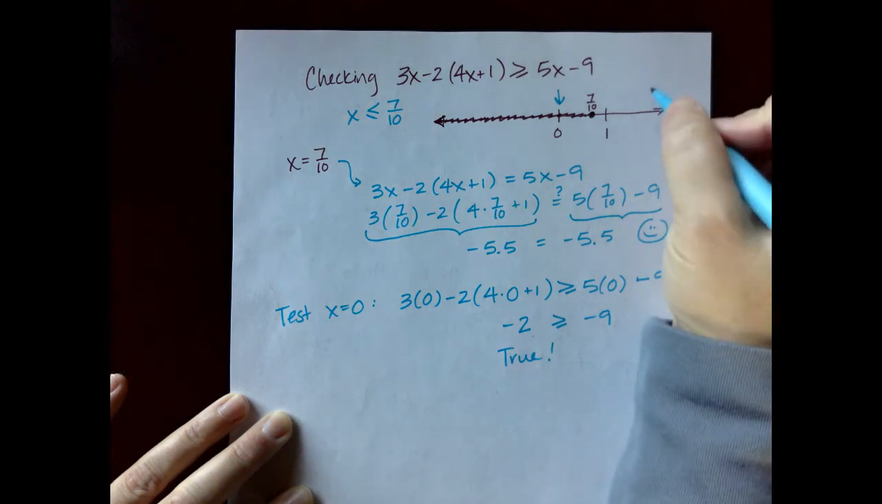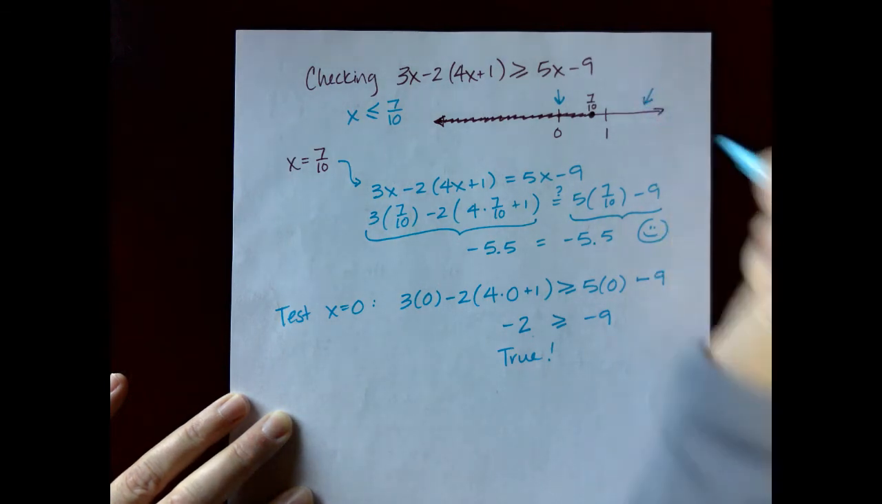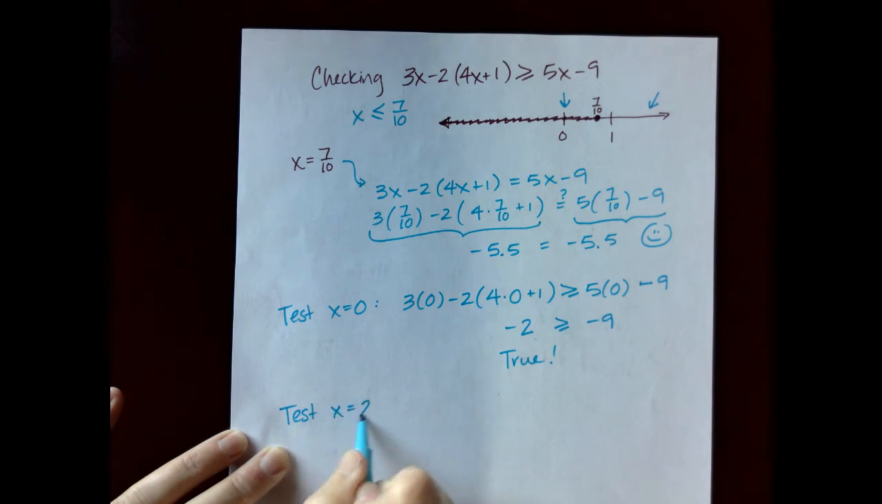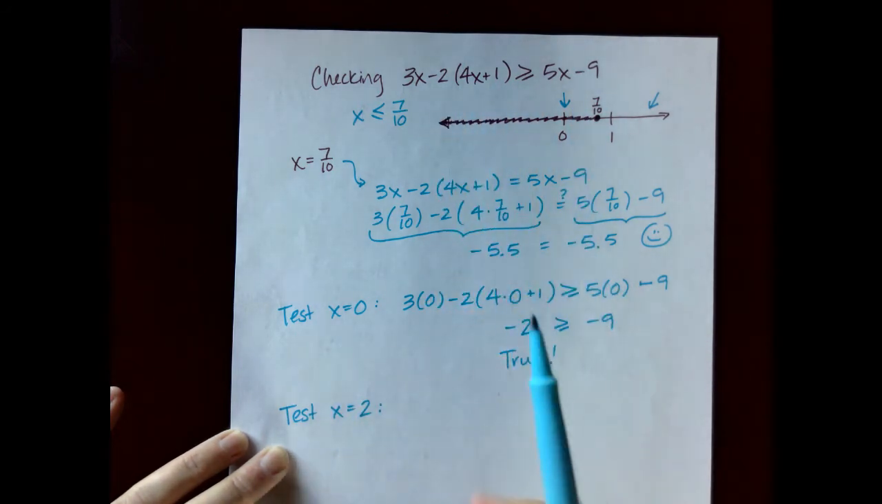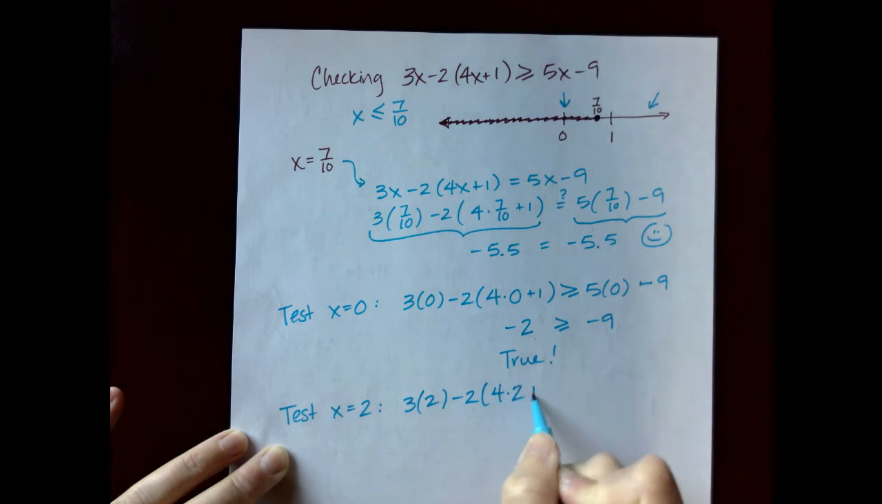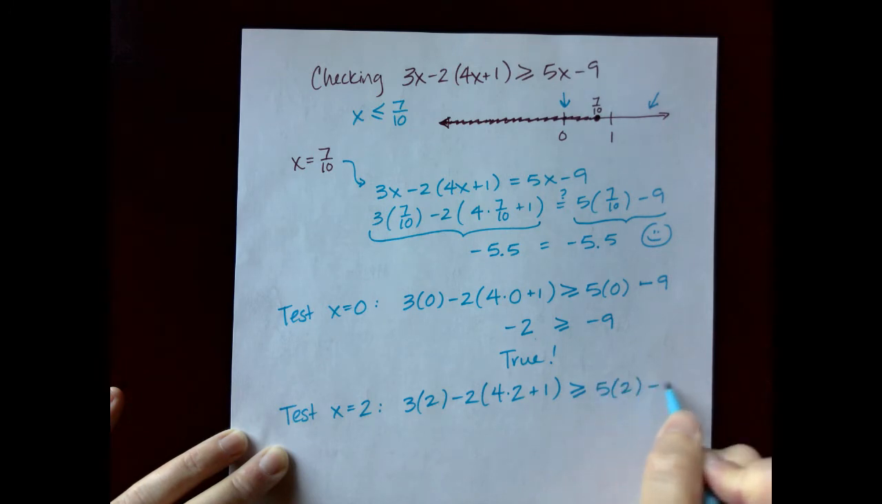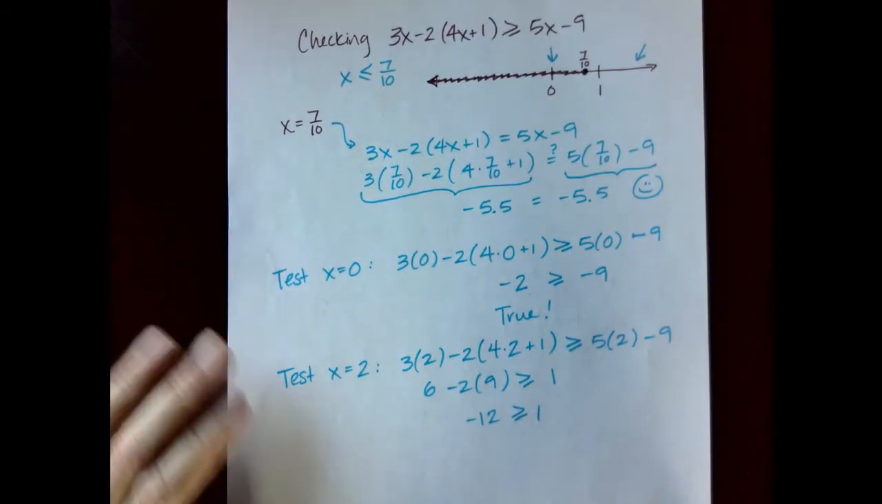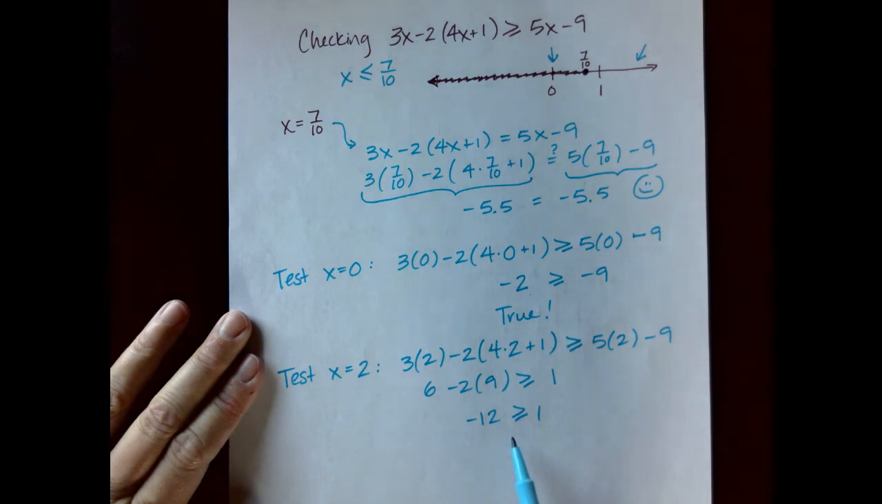Let's see what happens when we test something on the other side in the non-solution region. So maybe over there, maybe I choose x equals 2. Again, I go to the very original inequality that I was given, and I would do 3 times 2 minus 2 times the quantity 4 times 2 plus another 1. And I'm wondering if that is greater than or equal to 5 times 2 minus 9. When I work on this, I'll get 6 minus 2 times 9 right here. On this side, I'll get 10 minus 9, which is 1. A little bit more work here. 6 minus 18 is negative 12. So my final statement when I'm testing x equals 2 turns out to be false.